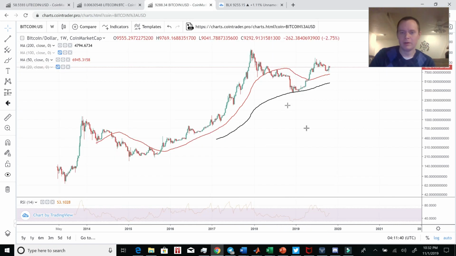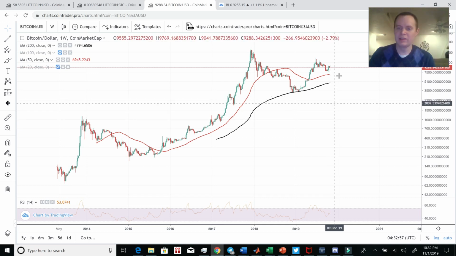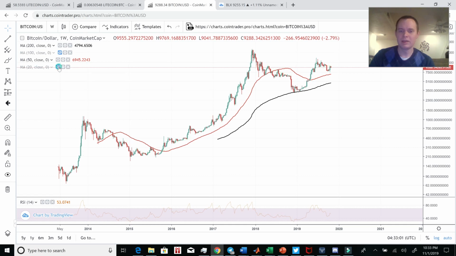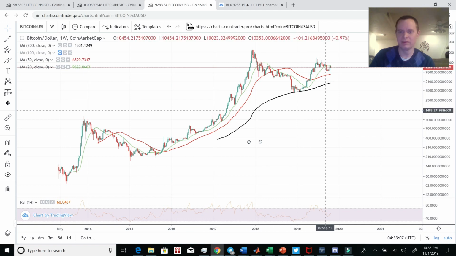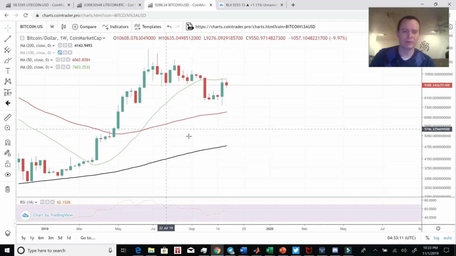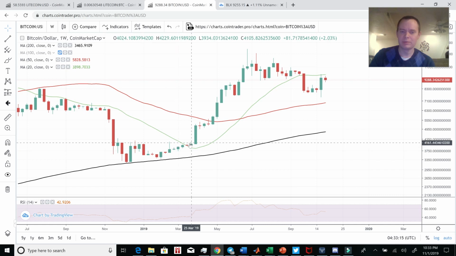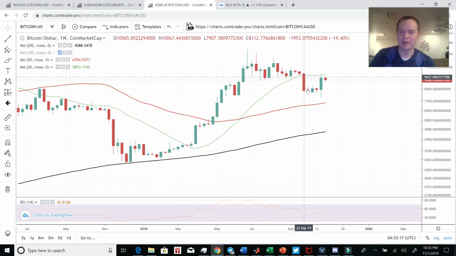So, I mentioned that Bitcoin is very dependent on that 20-week moving average in terms of holding it as support during a bull market. So you can see in the last one it held it as support, and then we held it as resistance during the bear. Now currently, if you look at what Bitcoin is doing, you can see we broke that 20-week moving average, came up, and then came back down.